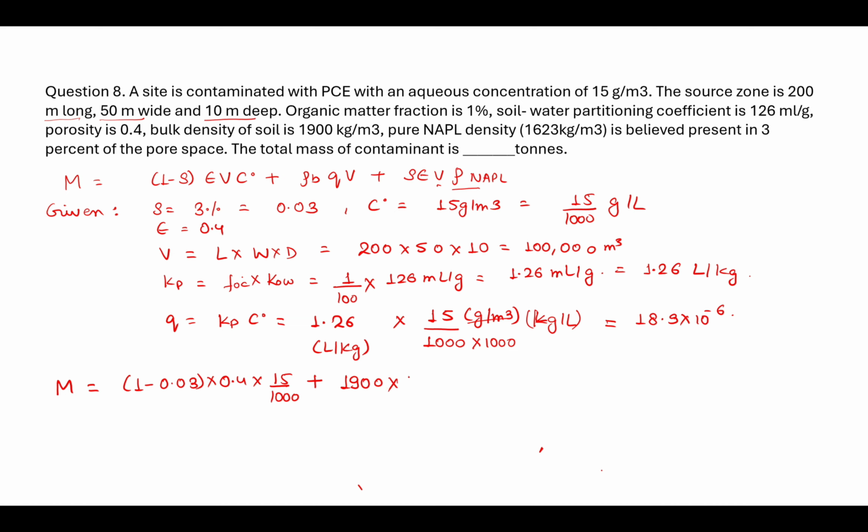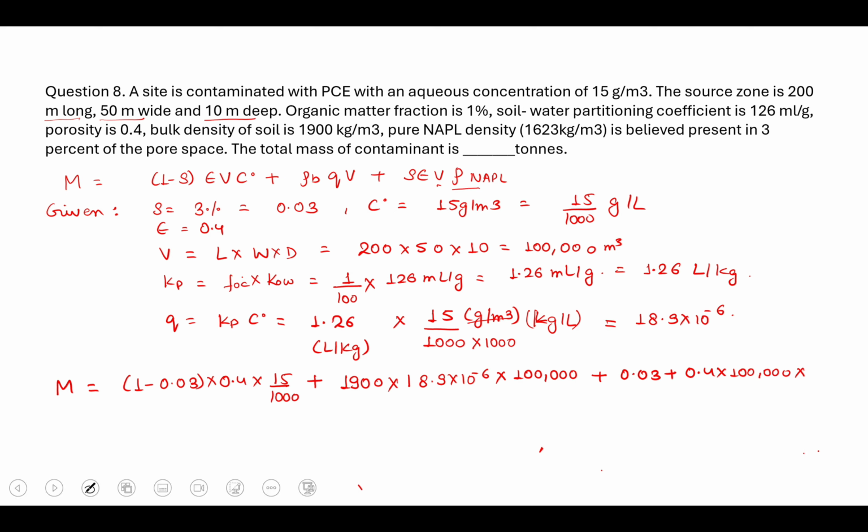Q is given as 18.9 into 10 raised to the power minus 6. And volume we have calculated as 100,000 meter cube. Plus we have fraction of pores filled with NAPL, so S is 0.03. Porosity is 0.4. Volume is 100,000 meter cubes.